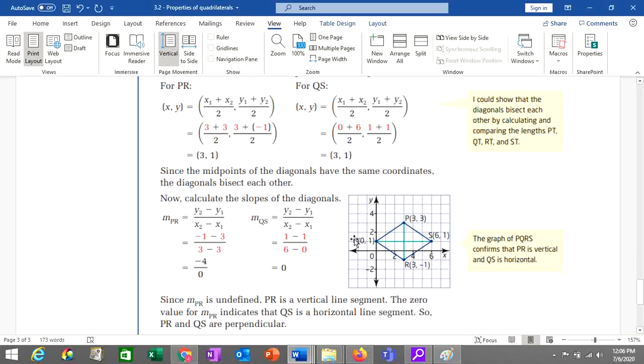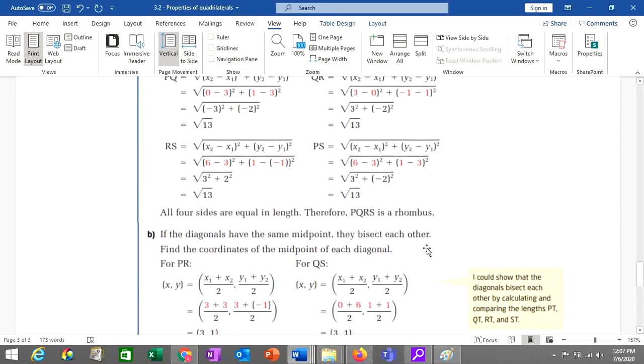Okay, I got to find PQ. I got to find QR. I got to find RS. I got to find PS. Very easy, right? Draw that picture. It'll save you a big headache, even if it takes you a little bit more time at the beginning of the question. All right, so that's all we've done here.